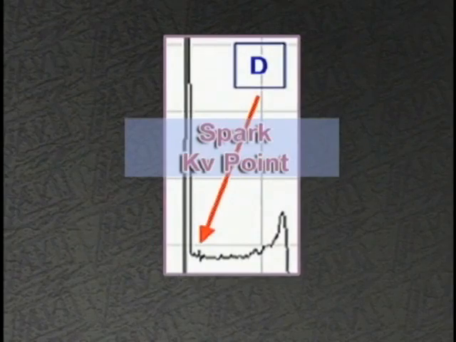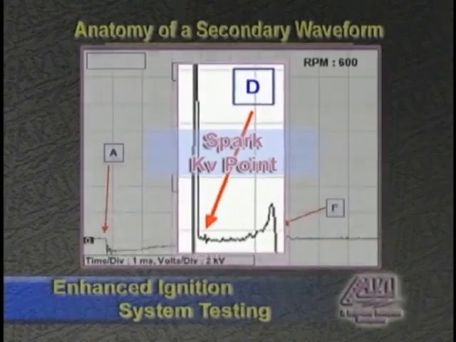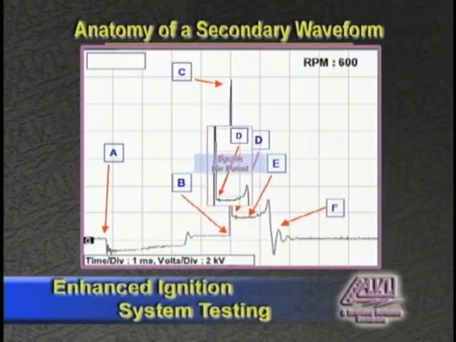Typically, we'll tell you that once the spark kV point starts going much above 2 kV, you need to be very, very skeptical about a resistance problem in that circuit. As long as you're down around 2 kV, that basically guarantees us the fixed resistance value of that circuit is good.